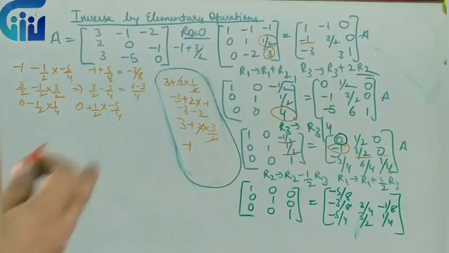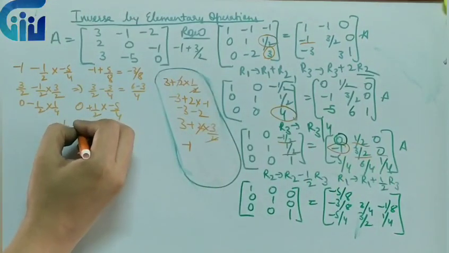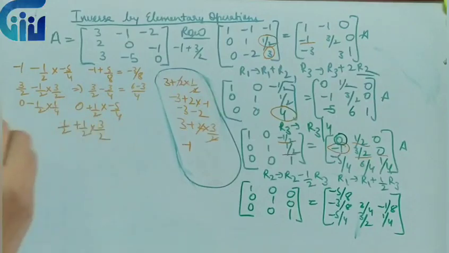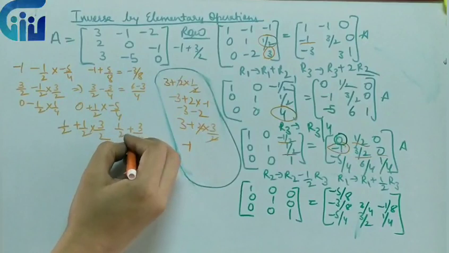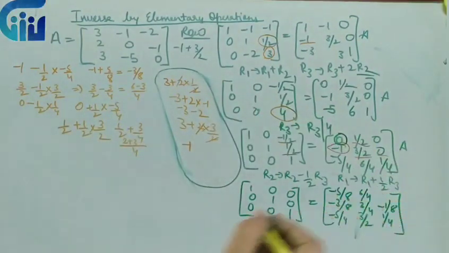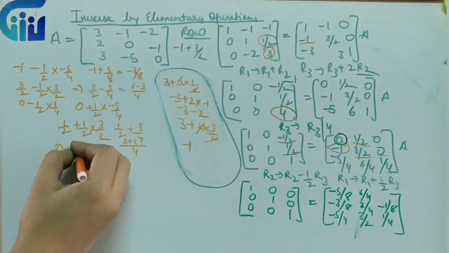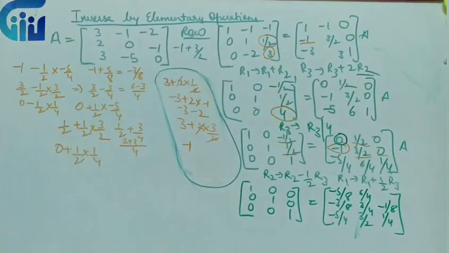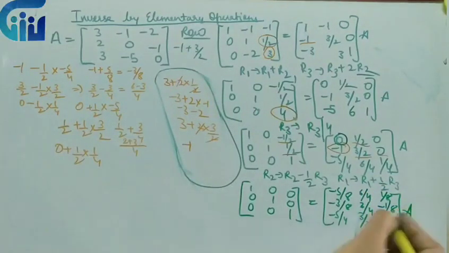What is the next thing? That is 1 by 2. So I'll write 1 by 2 plus 1 by 2 of 3 by 2. So 1 by 2 plus 3 by 4, again this is 2 plus 3, 5 by 4. So I'll write it as 5 by 4. Then what is the next thing? 0. So 0 plus 1 by 2 of 1 by 4, what is it? 1 by 8. This is A over there.